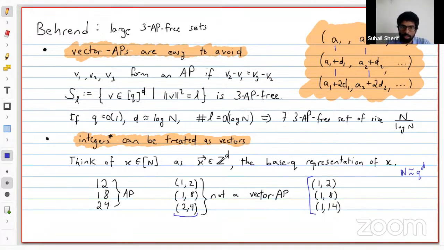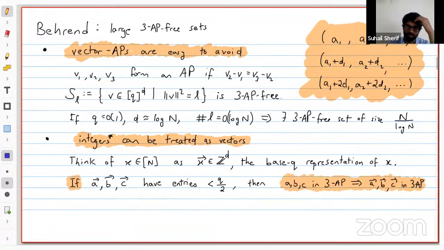But if you only think of numbers whose vector representations have small entries, then this is not a problem. That is, if you take three numbers that form an AP, and if you look at their base Q representations, each of these three numbers have only small entries, then in fact, these three vectors are going to be a vector arithmetic progression. This is also somewhat easy to see, but we won't go into these details now. We might see them at the end of the talk if we have time.